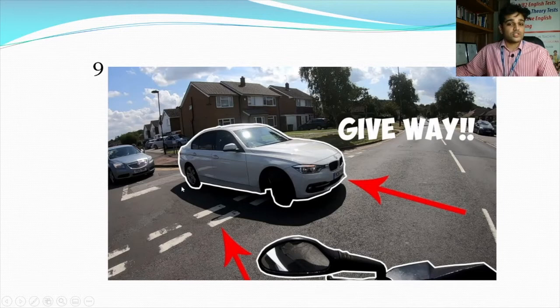This driver looks like he may have done it quickly. Quickly is going to scare the other drivers, and if you scare the other drivers, you fail your driving test. So please make sure the body language of your car is one of peace and tranquility, relaxed body language of your car. Don't drive too quickly, just slow it down, okay?